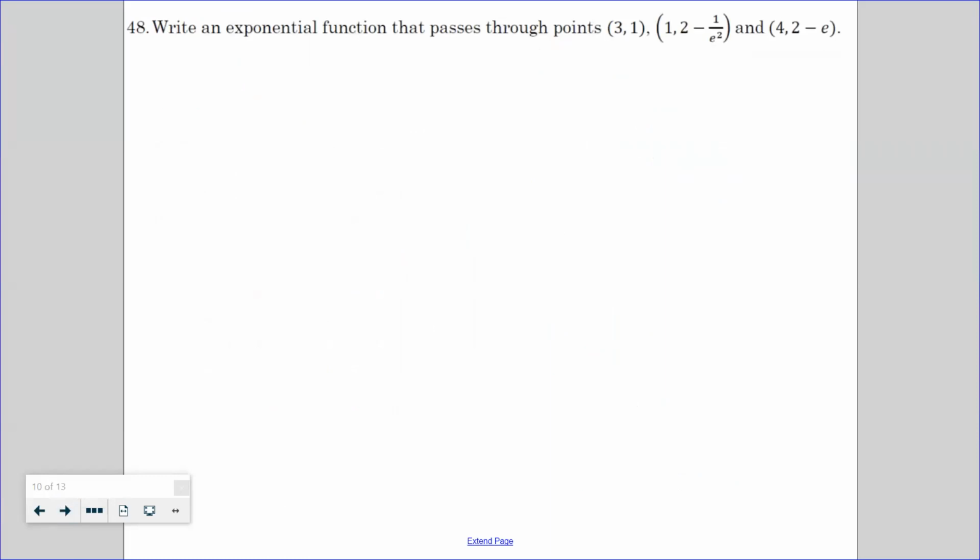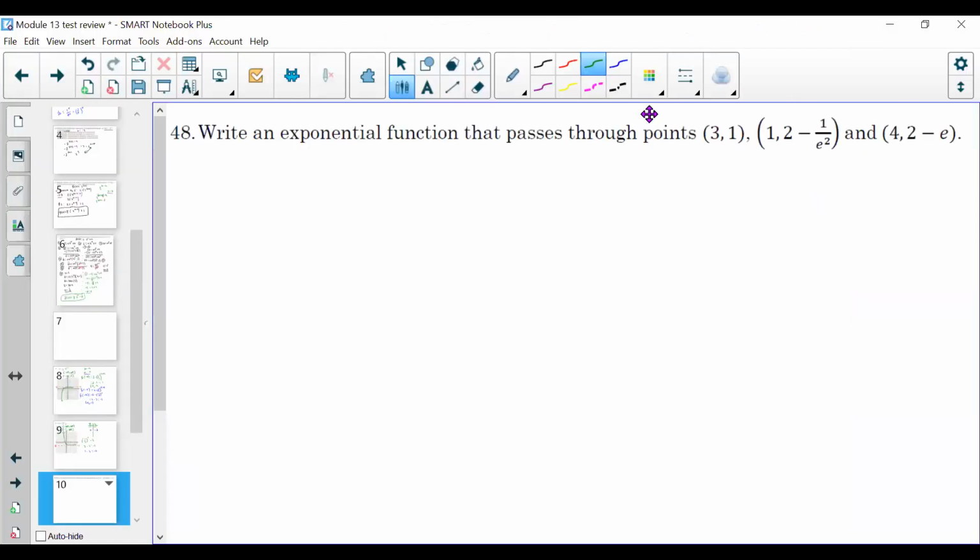We're jumping up to 48. So 48, we're going to start with our base of e. I'm told to write an exponential function that passes through the points (3, 1), (1, 2 minus e), and (4, 2 minus e squared). So they give me 3 points, but you don't really need 3 points. Honestly, you only ever need 1. But you could use 2.